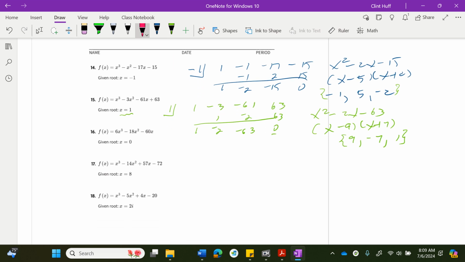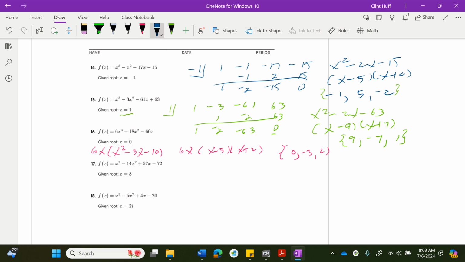So let's go red on the next one. 16. This one's a little different. I can do this one by factoring. I'll slide it in underneath here. I can factor out 6x, leaving me x squared minus 3x minus 10, which is 6x times x minus 5 times x plus 2. And there are my roots: 0, negative 5, and 2. I don't want to do synthetic division with a 0. Nothing would show up really.